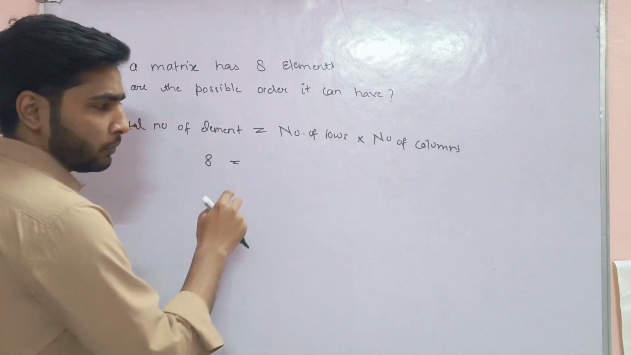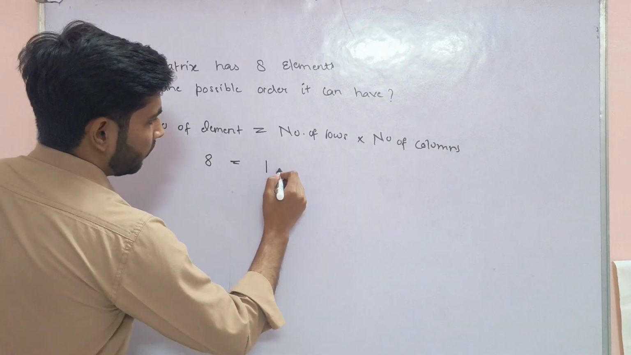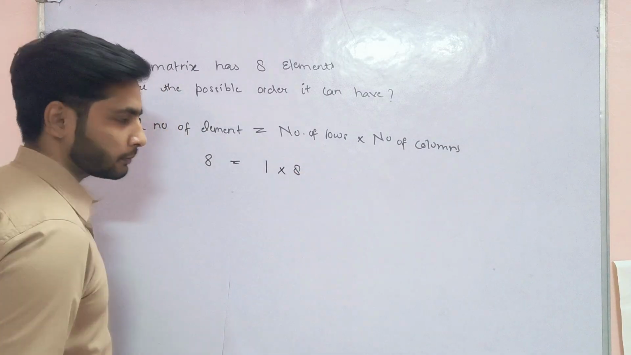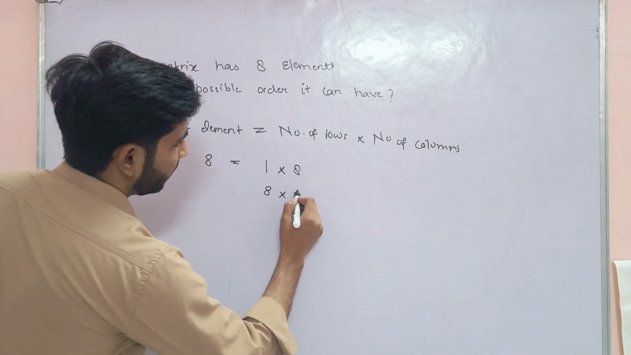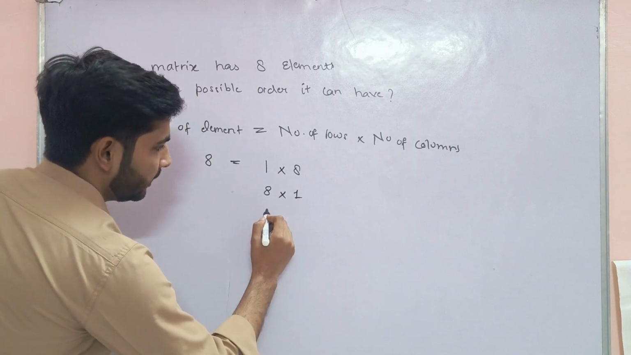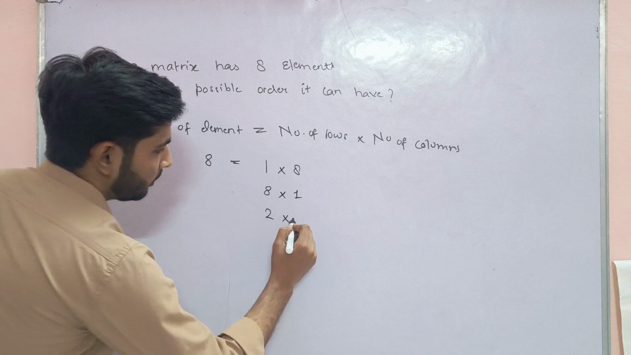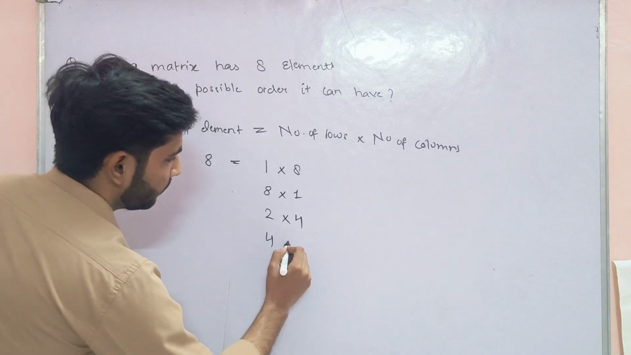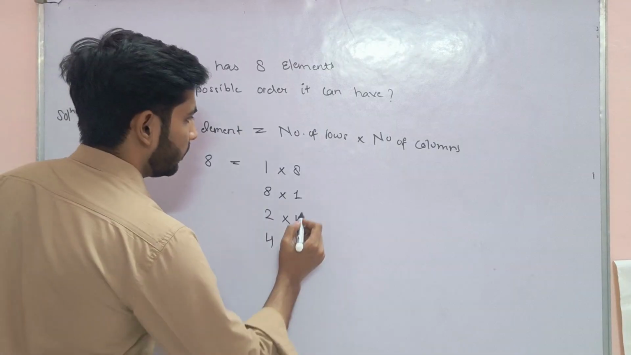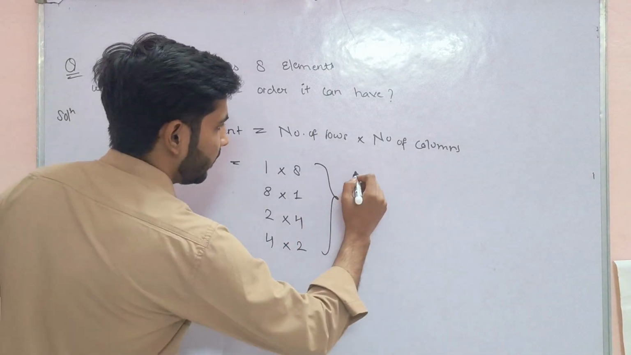So the first possibility is 1 row and 8 columns. Second possibility 8 rows, 1 column. Third possibility 2 rows, 4 columns. And fourth possibility 4 rows, 2 columns. So here 4 types of order are possible.